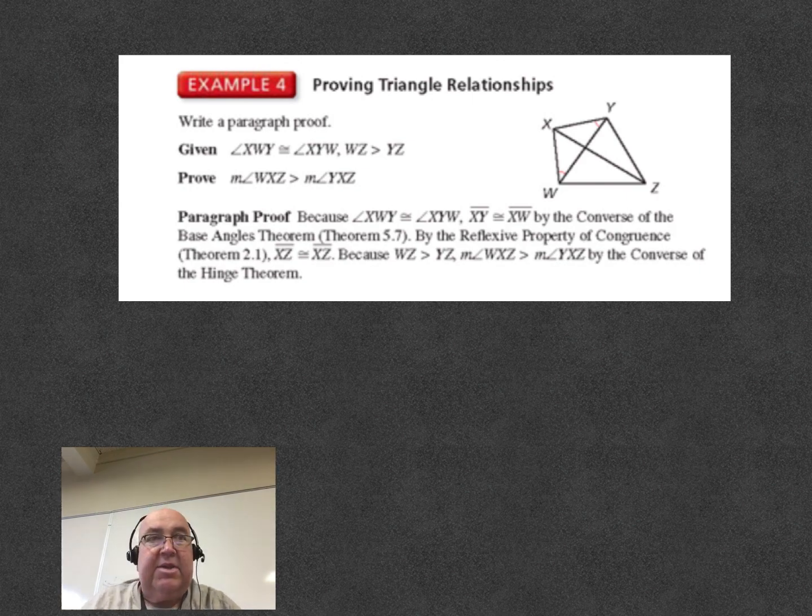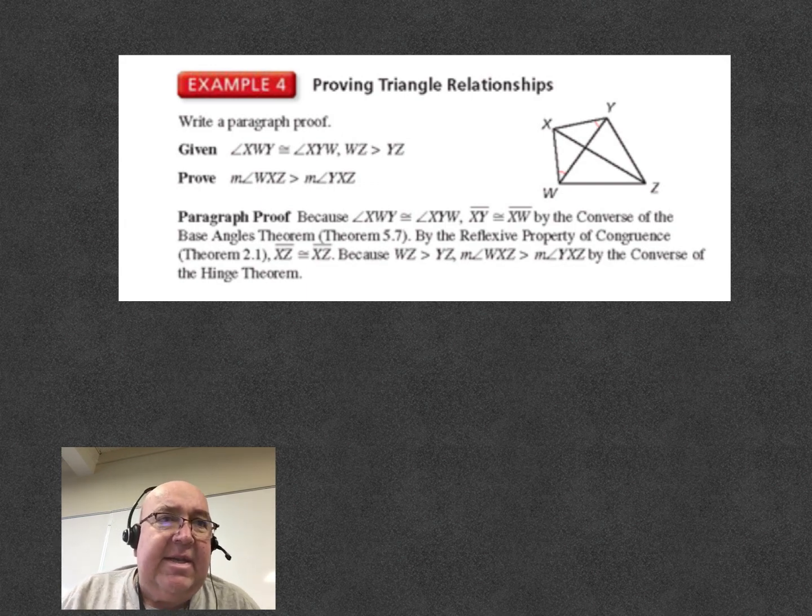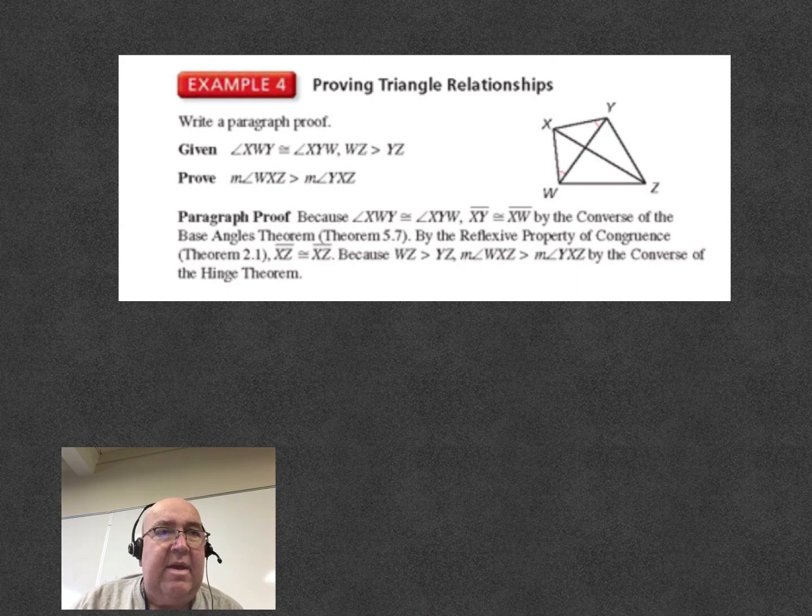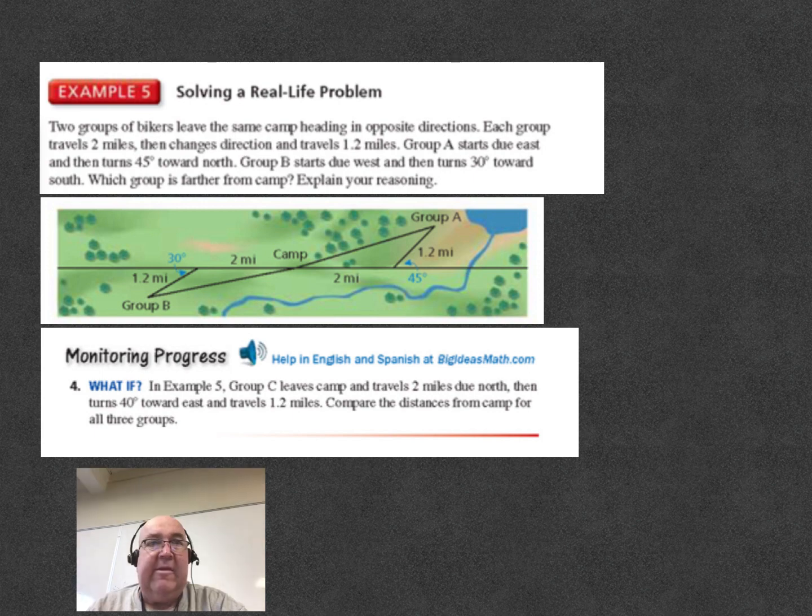So now we want to look at triangle relationships in example 4. Again, this one has the proof already written out. We know that we have angle XWY congruent to angle XYW, and we know that the sides XY and XW are congruent, and they want us to find which angle is larger, and we end up getting that answer.